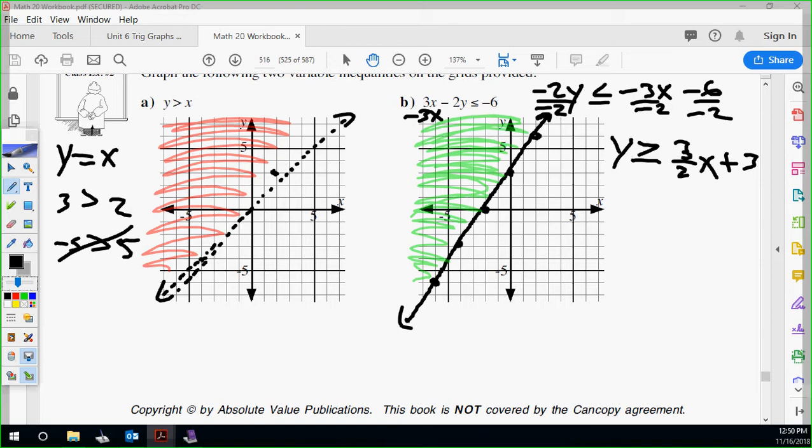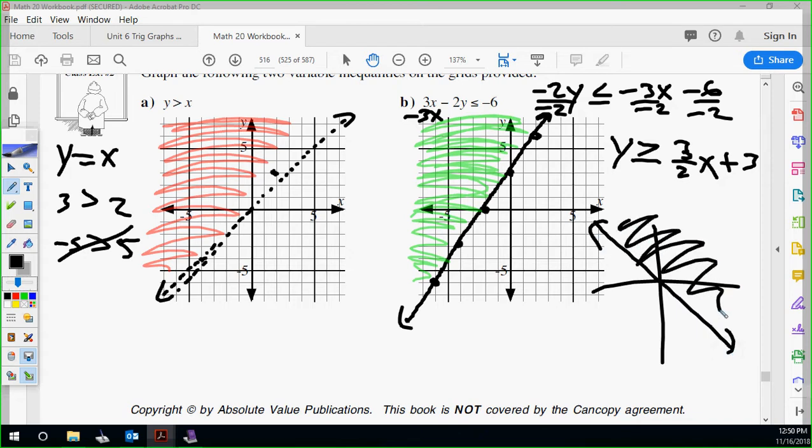So for both of them, it's always above? For these two, because they're both greater than. These two are both greater than. Less than would be below. Yeah. So where would you shade here? If I have this line, if I have a negative slope, where's above? It's over here. That's above now. Okay.